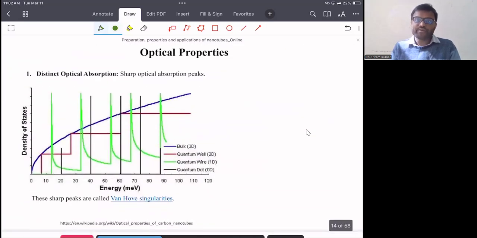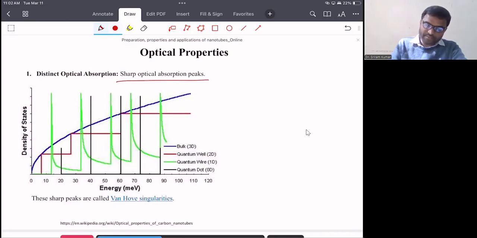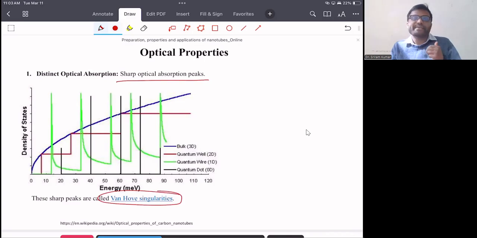Okay, now we have very important properties of CNT, and that is the optical properties. So let's understand the optical properties. The CNT has very sharp optical absorption peaks, and those peaks are called the Van Hove singularities. And we can explain optical properties of any nanomaterials using quantum confinement.